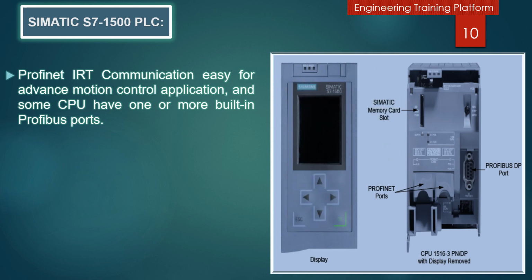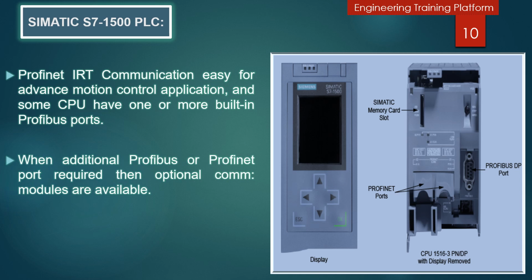including the highest performance range, Profinet IRT communication, easy for advanced motion control applications. In addition, some CPU also have one or two built-in Profibus DP ports. When an additional Profibus or Profinet port is required or point-to-point communication is needed, then optional communication modules are available. All S7-1500 CPU models feature an attached display for commissioning and diagnostics and have built-in Profinet ports that permit the full range of Profinet communication.